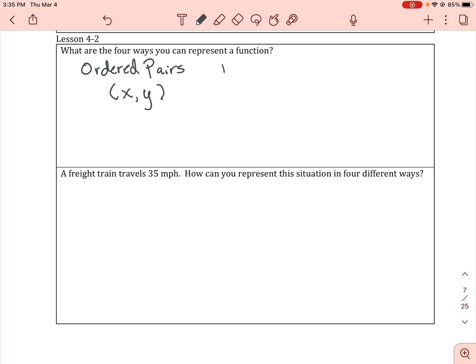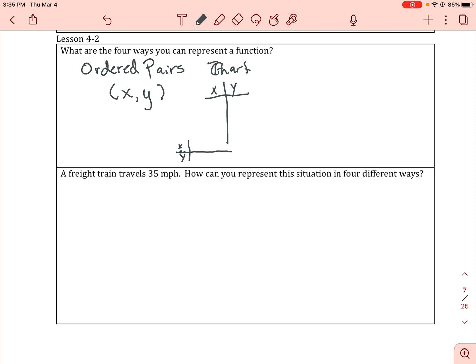Another way would be a chart or t-table where the left-hand column is your x, the right-hand column is your y. Charts or t-tables can also look like this, where the top row is x, the bottom row is y.